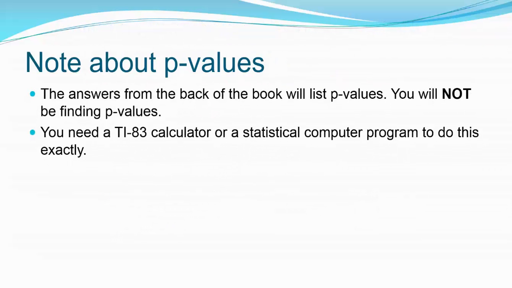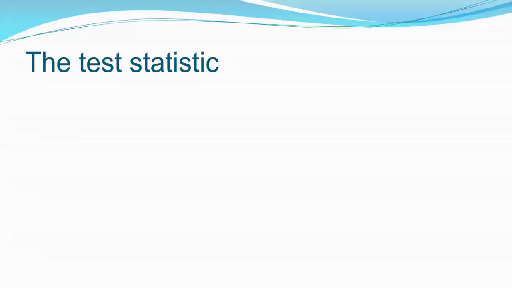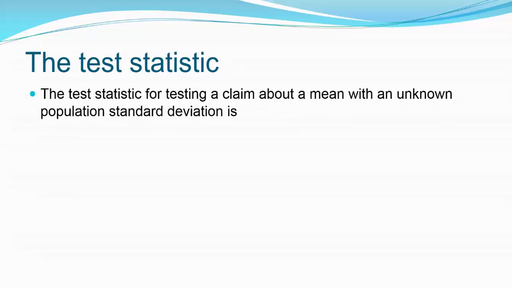The answers that you'll see in the back of the textbook will always list p-values. However, we will not be finding p-values because we will need a TI-83 calculator or a statistical computer program to compute these. The test statistic for testing a claim about a mean with an unknown population standard deviation is t equals x bar minus mu sub x bar divided by s divided by the square root of n.